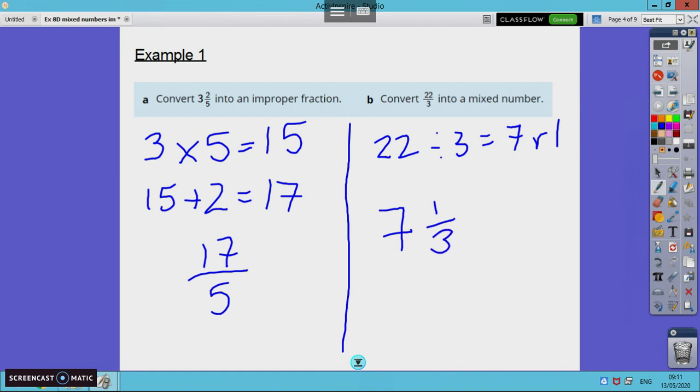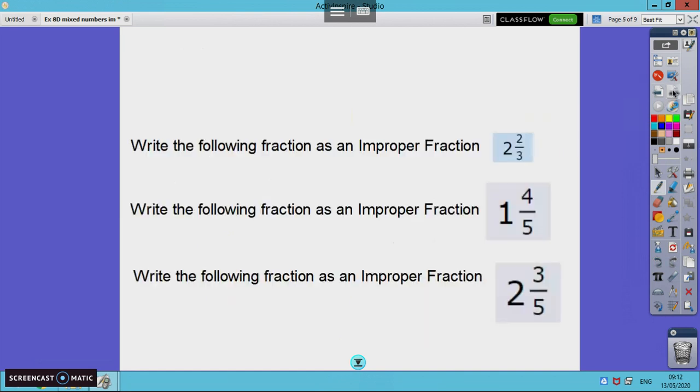We keep the denominators the same. So our answer is 7 1/3 for 22/3. Okay, so make sure please that you've got that written down in your books or on your paper, whatever you're using. And we're just going to do a little bit more practice, I think, especially with those going from mixed numbers to improper fraction ones.